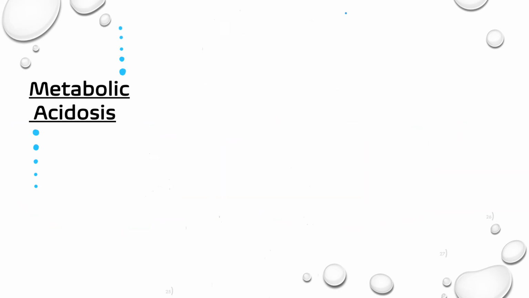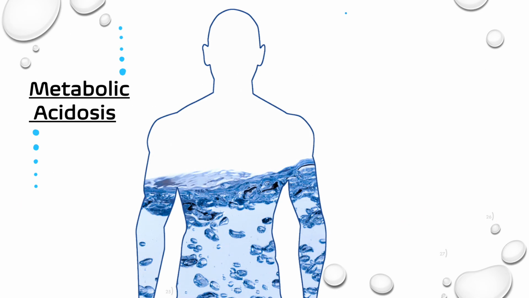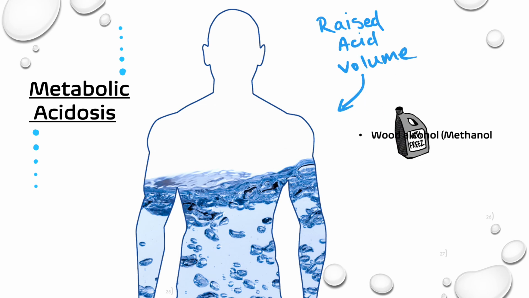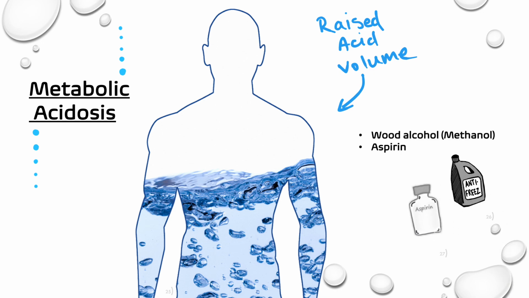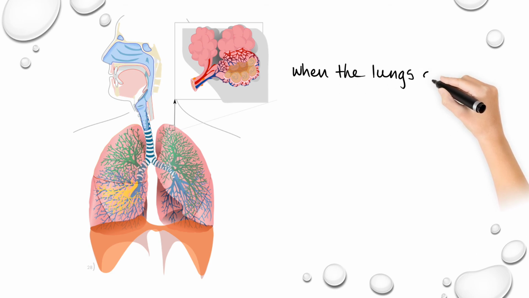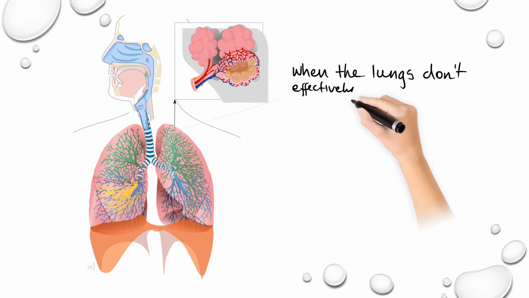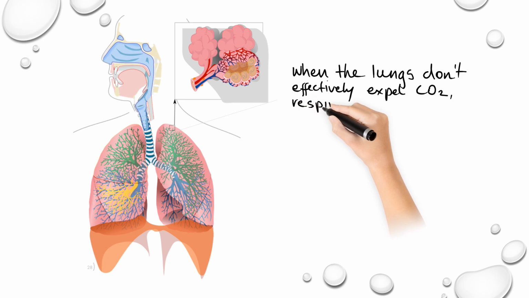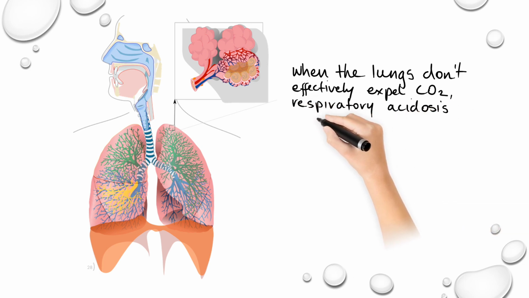When the volume of acid in the body is raised through the absorption of a product that is or can be broken down into an acid, such as wood alcohol, antifreeze, or large doses of aspirin, metabolic acidosis occurs. Subsequently, when the lungs do not properly expel carbon dioxide, respiratory acidosis occurs, a condition that may arise in disorders that severely affect the lungs.